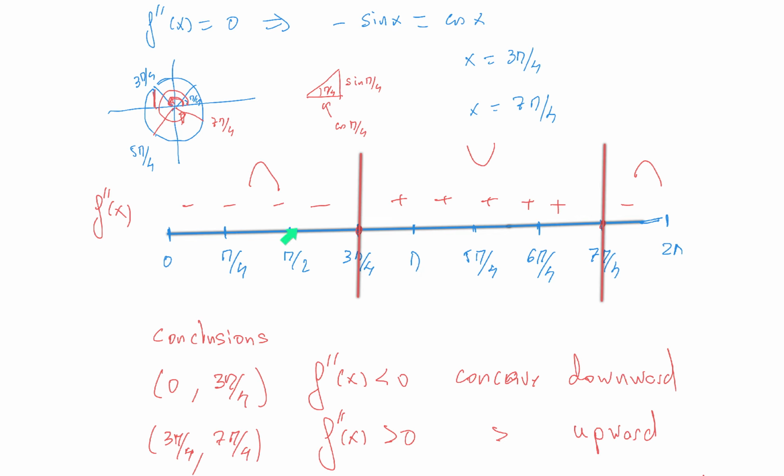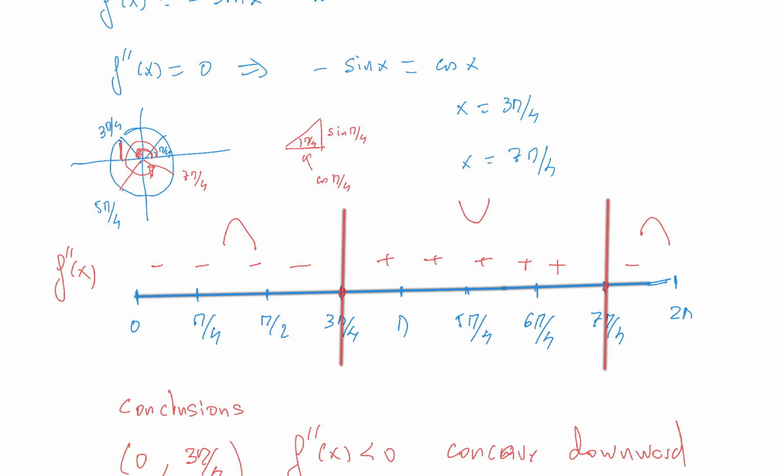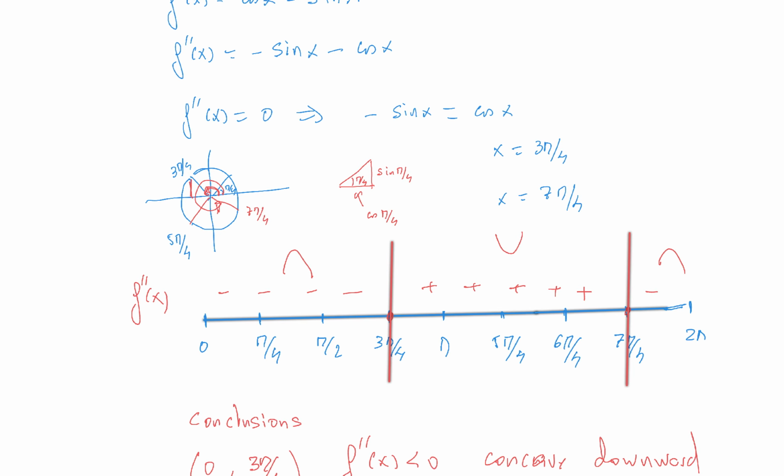If we plug in pi divided by 2 in the second derivative, minus sine of x minus cosine of x, you will see that for any angle you substitute in the second derivative, it will be negative. At this point it will be 0, and for any point that you put, like 5 pi divided by 4, the second derivative is positive, which means that the curve is concave upward.